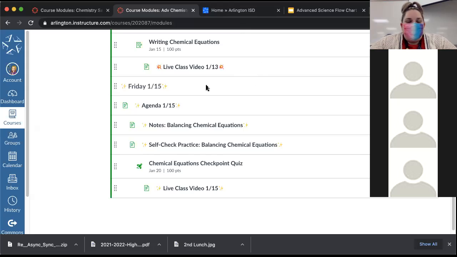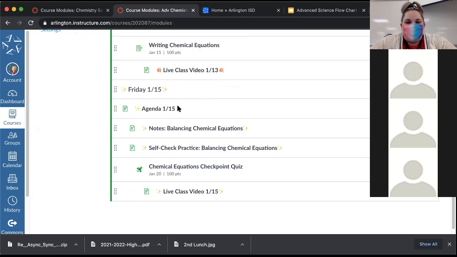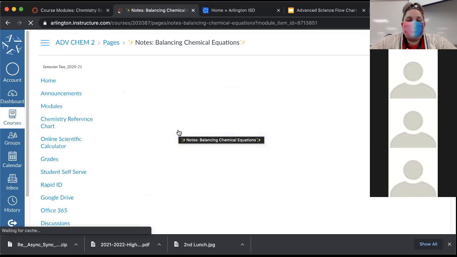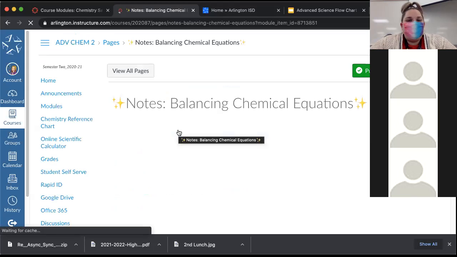Okay, so we did writing chemical equations last class. So today it's balancing chemical equations. Now, the reason that we have to do this is because when you write your chemical equations, you're just writing the chemical formulas of the reactants and products on each side of the arrow.